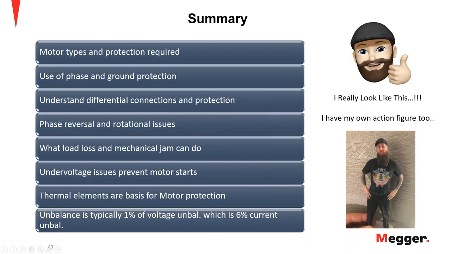And then the last one, but not least, is the unbalancing. Like we said, everything I've read is typically about a 1% voltage unbalance, which can equate to about 6 to 5% current unbalance.